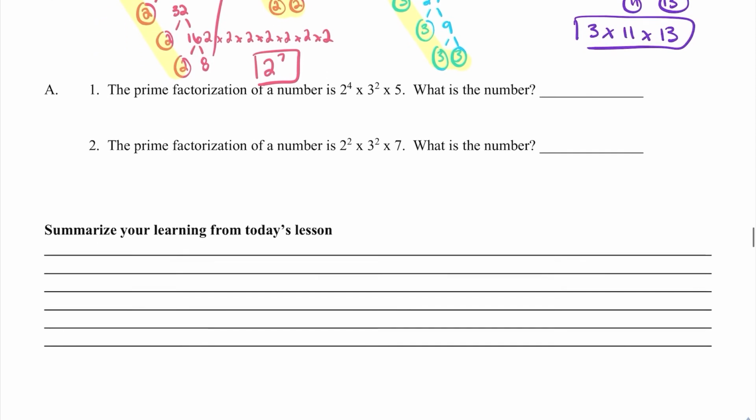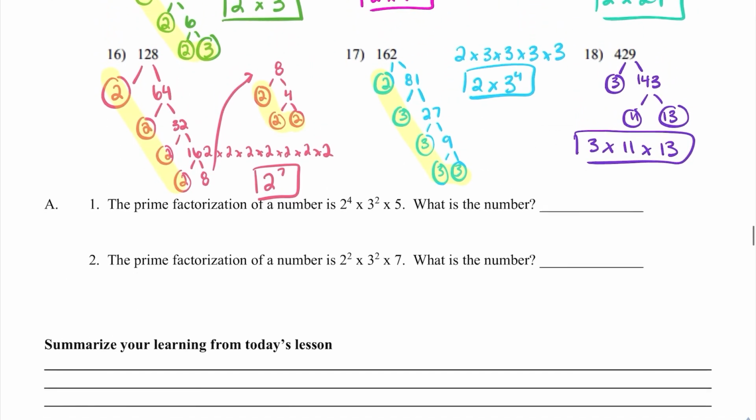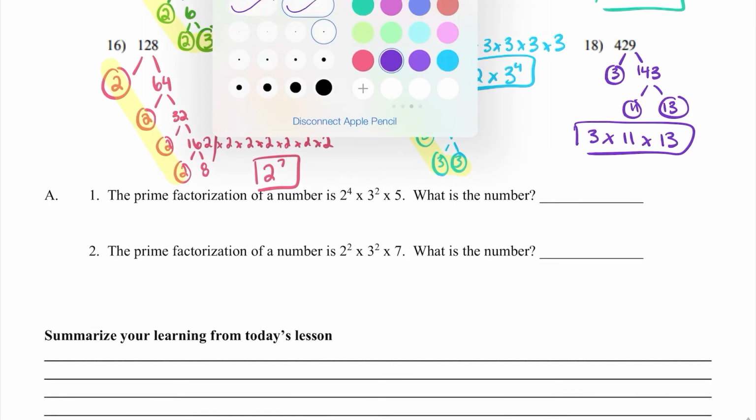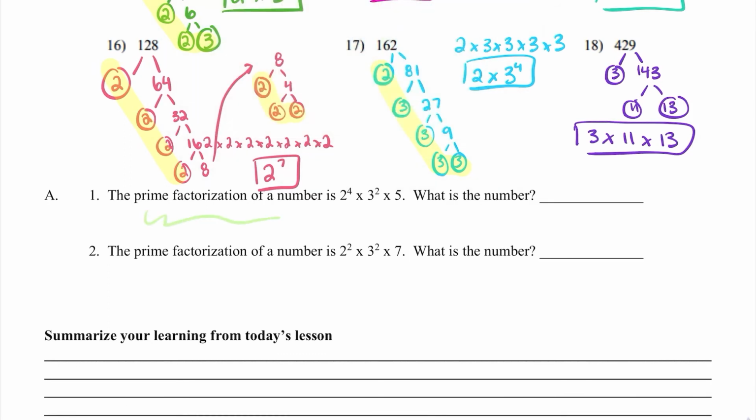All right, and then we have one more thing to talk about, where I give you the prime factorization of a number already, and you got to work backwards, and you have to tell me, well, what is the number? So I tell you that the prime factorization is 2 to the 4th power times 3 to the 2nd power times 5. Okay, now we need to make this make sense in our brain a little bit. So here, can I read this? Is that okay? I think so.